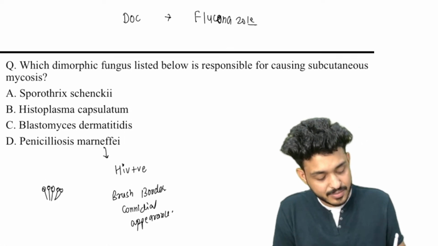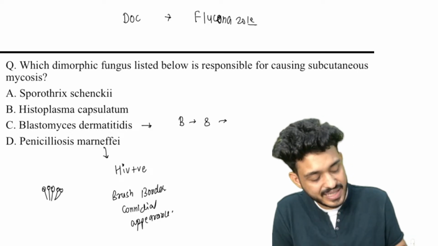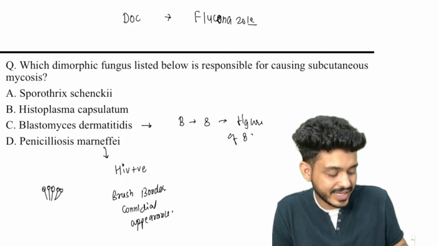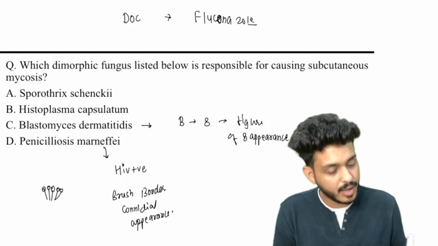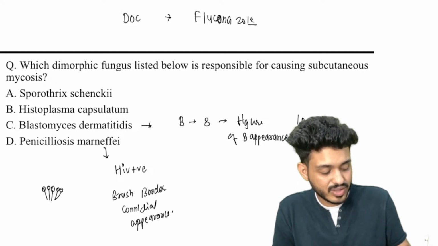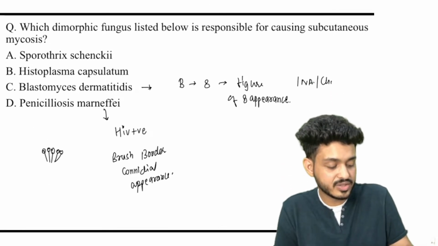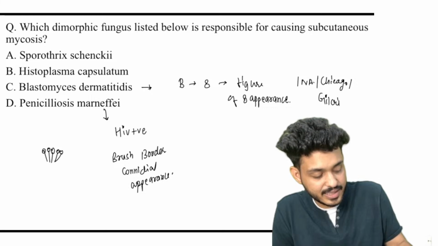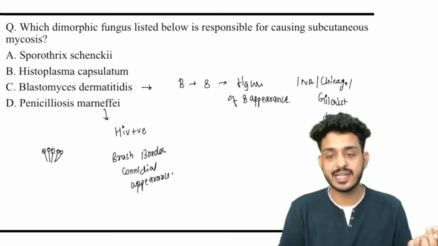Next, blastomycosis. Just remember, B looks like 8, so it will have a figure of 8 appearance. Budding will be a figure of 8 appearance. This is also known as North American disease, Chicago disease, and Gilchrist disease.